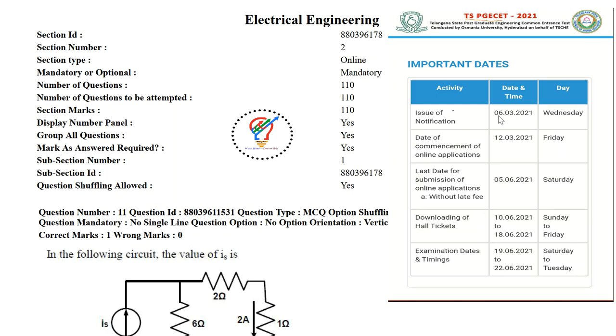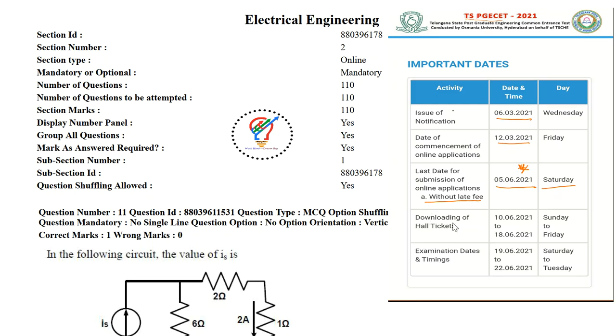Now the issue of the notification will be on the 6th March, Wednesday, and the date of commencement of online application is already done here, 12th. But they extended the last date for the submission of online application without late fee till tomorrow, that is the 5th of June 2021, Saturday. So if you have not applied for the notification, you can apply today and tomorrow also. This is an important thing you need to remember.